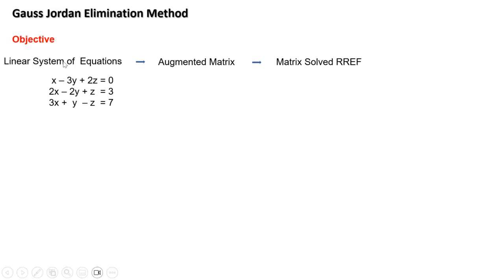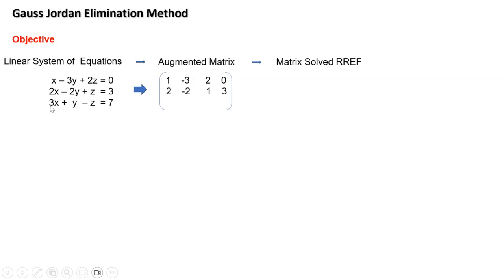What does that mean? Here's my system of equations. To put it in an augmented matrix, if you notice, we only get the coefficients. You see, these are the x's, the y's, the z's, and the constants. So the x coefficient is 1, the y coefficient will be -3, the z coefficient will be 2, and the constant will be 0. For the next one, it's going to be 2, -2, 1, 3.